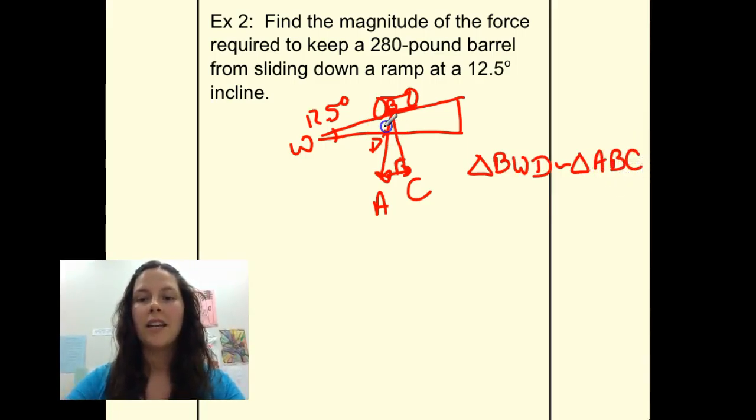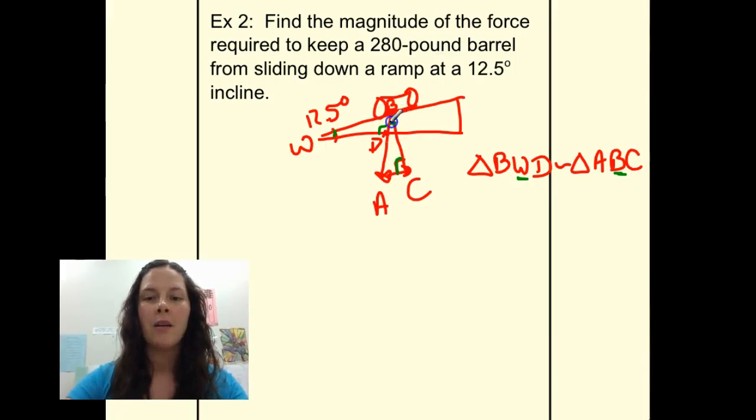Looking at it this way, angle D is the 90-degree angle in our first triangle, and angle C is the 90-degree angle in our second triangle. So those angles need to be lined up. Also, angle W is the 12.5-degree angle, and you can see that angle B is the 12.5-degree angle in the second triangle. So those need to be lined up as well, leaving us with B and A as angles lined up for the last vertex. Using these similar triangles, we now know that this angle up at B is indeed 12.5 degrees. We know the force vertically is the weight of the barrel, which was 280 pounds.